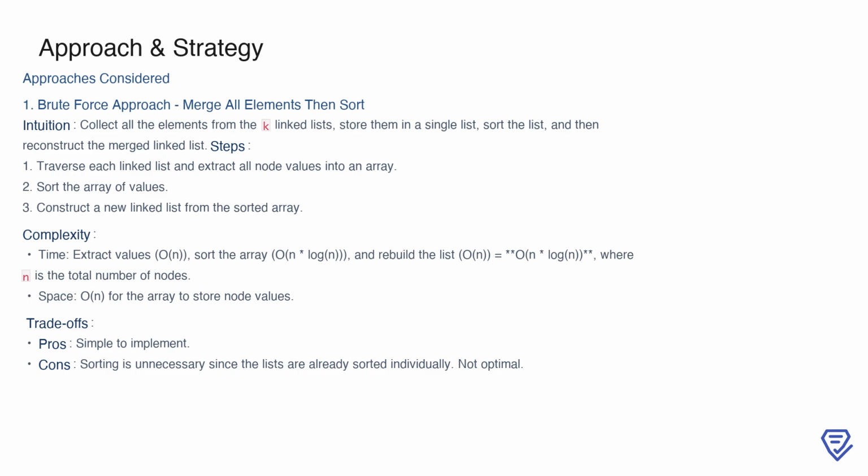When considering how to merge k-sorted linked lists, the brute force approach is the simplest to understand but not the most efficient. The idea is to gather all the elements from the k lists, store them in an array, and then sort the array. Once sorted, we can reconstruct the merged linked list by iterating through the sorted values. This approach has a time complexity of n log n, where n is the total number of nodes across all the lists. The sorting step dominates this complexity.